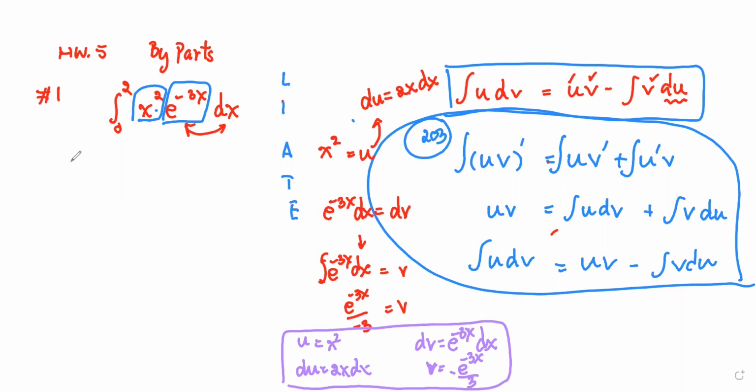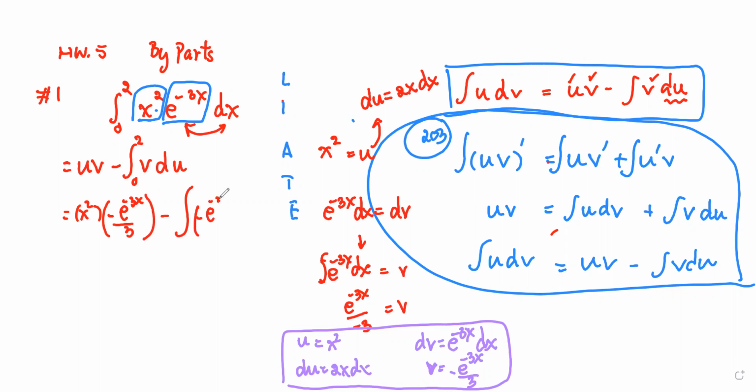From the by parts formula, it is u multiplied by v minus integral v du, with the same lower and upper limits. The u is x squared. The v is negative e to the negative 3x over 3, subtracted by the integral of v, negative e to the negative 3x over 3, times du, which is 2x dx. As you see, you cannot miss the differential portion of the expression because you have to put them together to form the integration. If you miss this part, you're going to lose a half point.